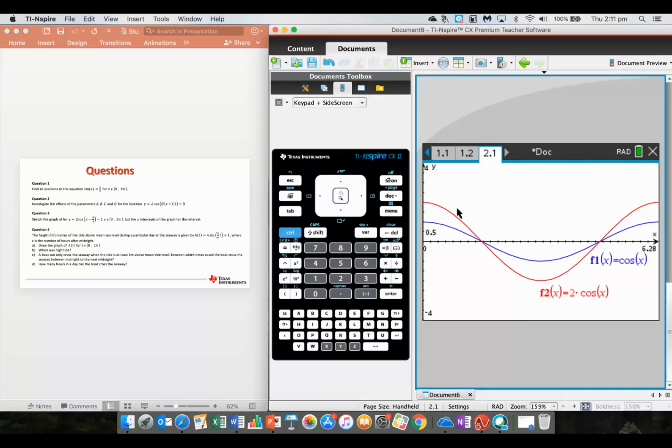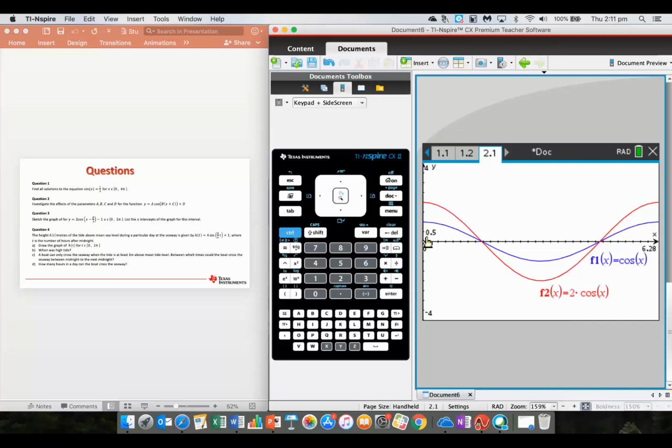So the amplitude of the graph, the original graph had an amplitude of 1, the new graph has an amplitude of 2, so the effect of a is to increase the amplitude or change the amplitude of this graph. The period of the graph between 0 and 2 pi has stayed the same. The graph still completes one cycle within 2 pi radians.